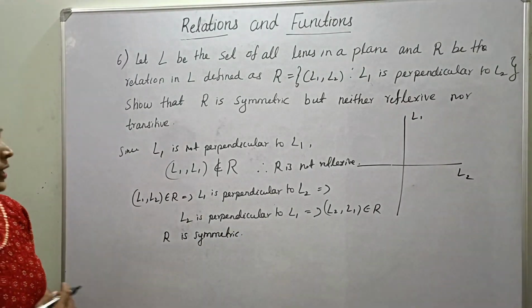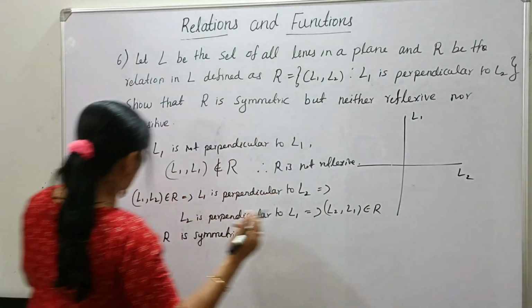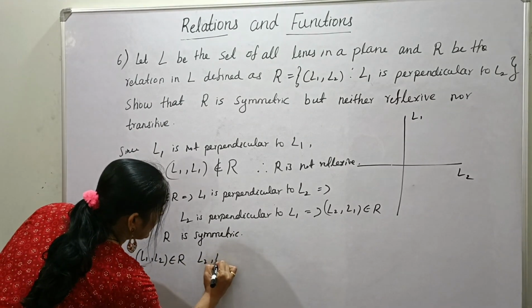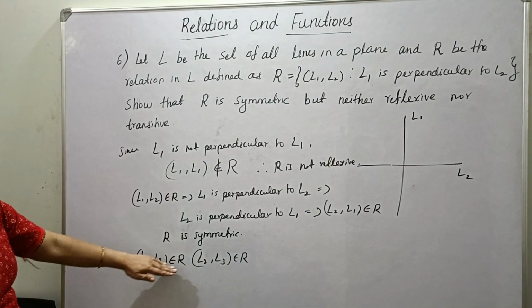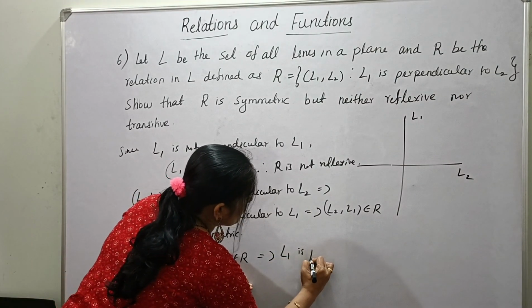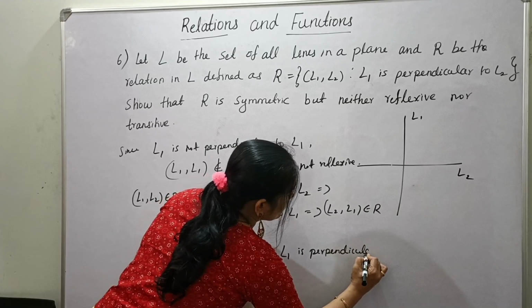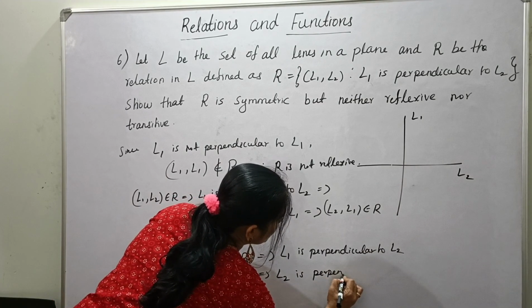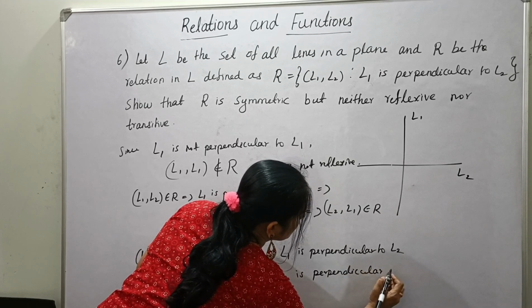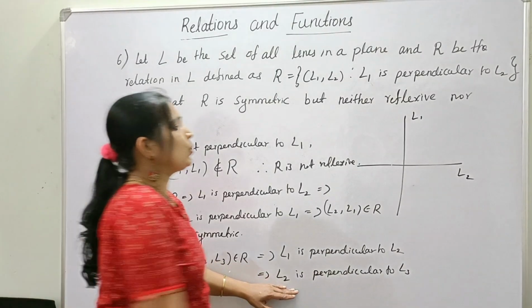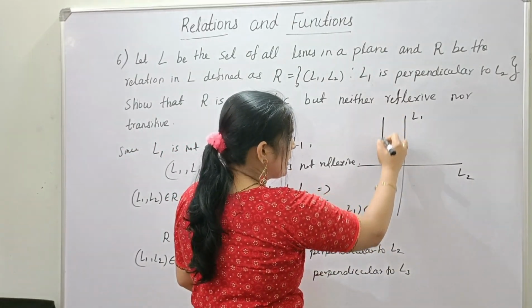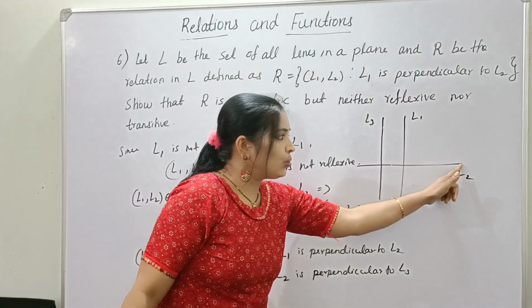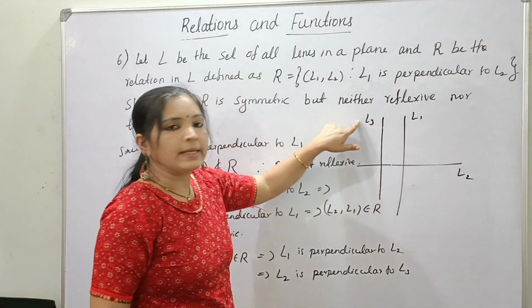Now what about the transitive? Let us take one more element. Say (L1, L2) belongs to R and (L2, L3) belongs to R. (L1, L2) belongs to R means L1 is perpendicular to L2, and L2 is perpendicular to L3.